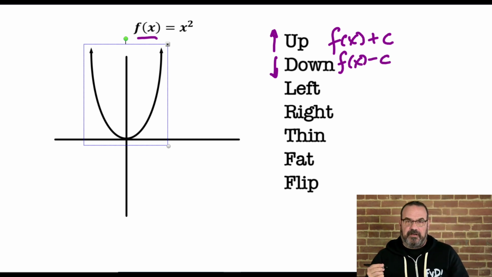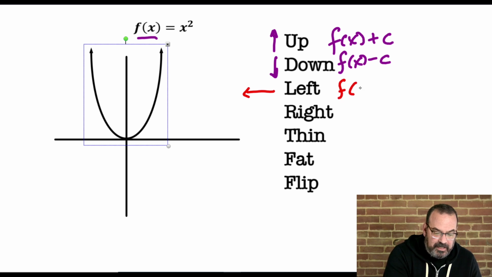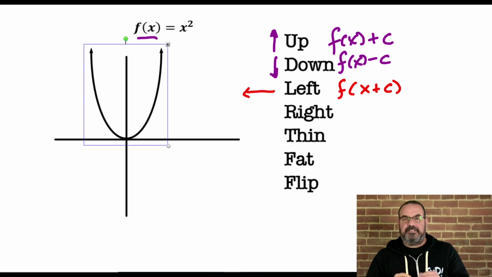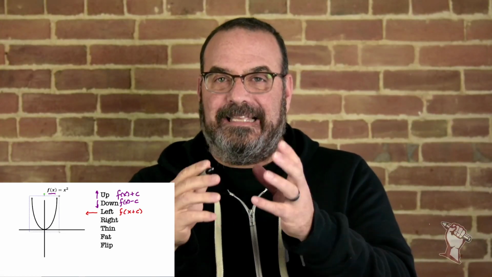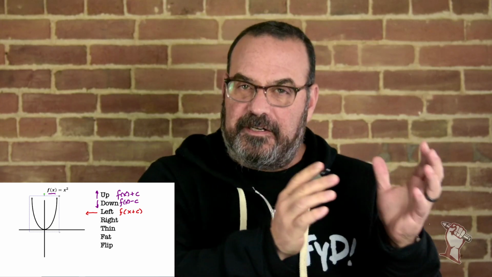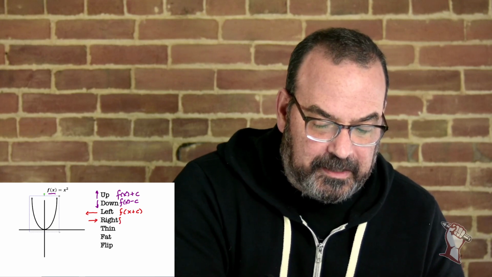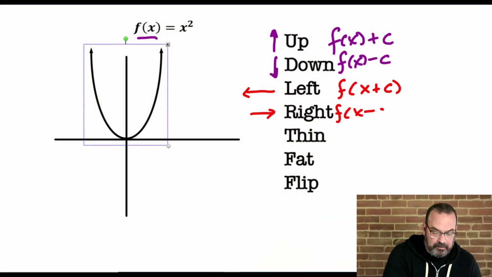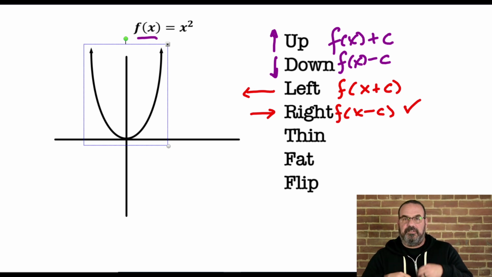If I move the function to the left, move into red, it is f of x plus c. This is what a lot of students get wrong. If you add a number inside the function, it moves to the left. If you subtract a number inside the function, it moves to the right. Put a star next to this one. Take notes.